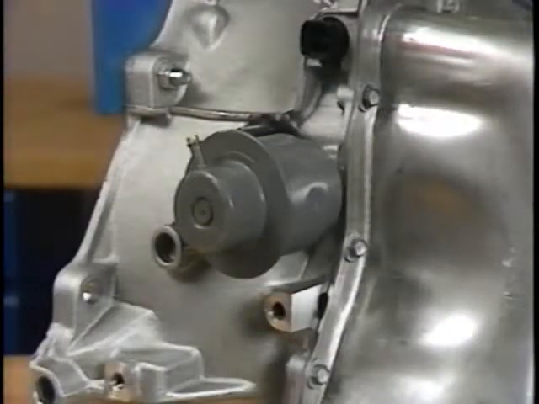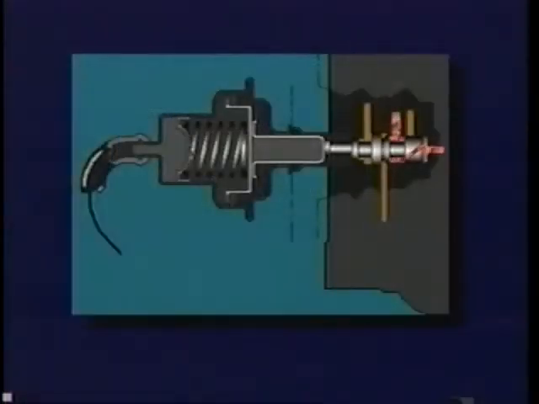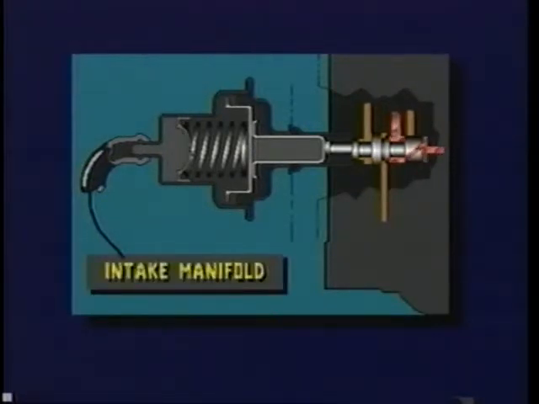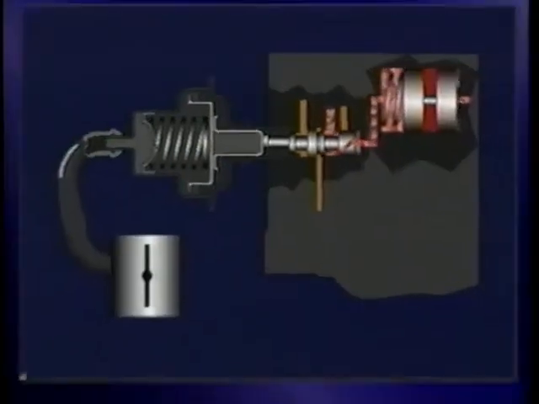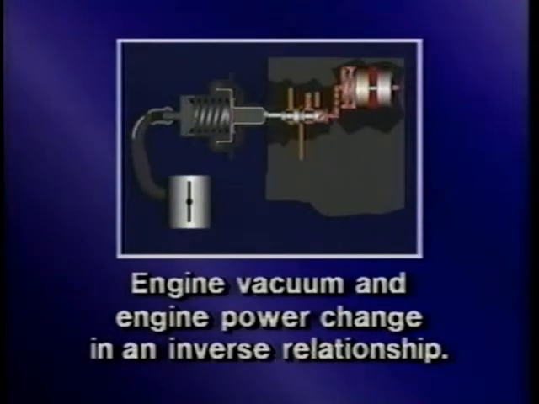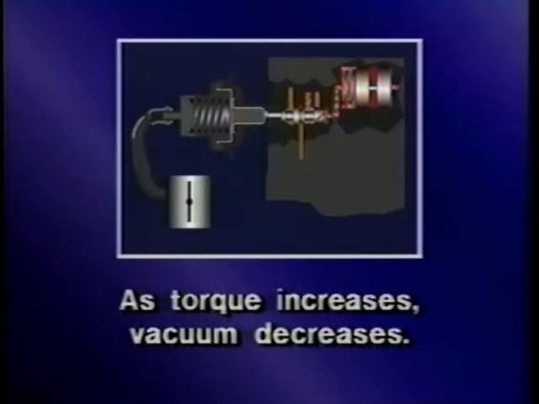Another device used to control shifts to compensate for changes in engine load is a modulator. A modulator reacts to changes in manifold vacuum and is connected by a hose to the engine's intake manifold. Engine vacuum and torque, or engine power, change in an inverse relationship to one another. That is, as torque increases, vacuum decreases.